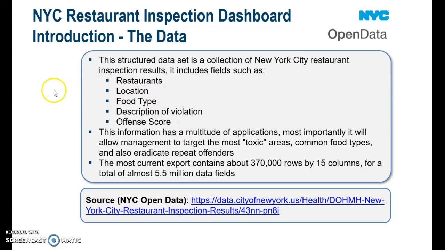The type of report being created includes information such as the name of the restaurant, the location both at street level as well as borough, the type of food being served at that location, and then information about the type of violation that has taken place and the resulting number called offense score. The data, again, can be located in this link, which will be provided later.